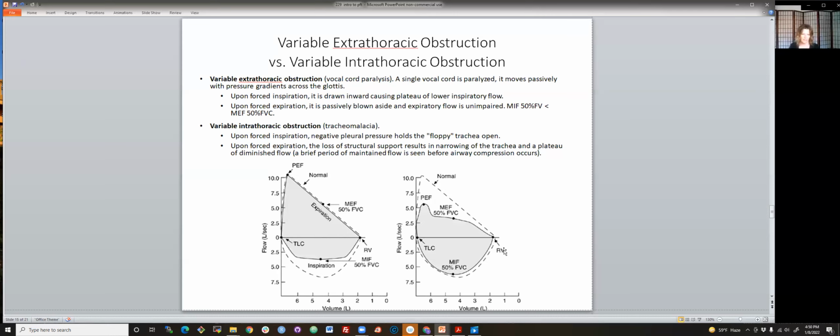The variable intrathoracic obstruction would be an example of tracheomalacia, which I'll talk about in the next slide. Upon forced inspiration, the negative pleural pressure holds the floppy trachea open. So our inspiratory flow is pretty normal. But when the person begins to exhale, the loss of structural support that allows the conducting airways to stay open is lost. And so you'll see some narrowing of this flow due to the trachea moving and sometimes even collapsing.